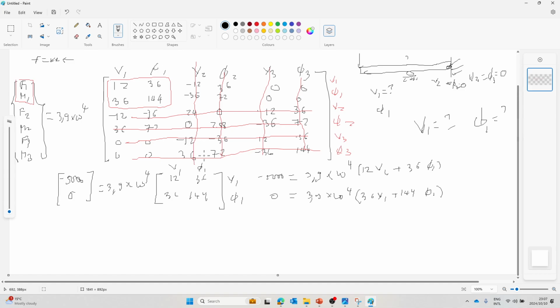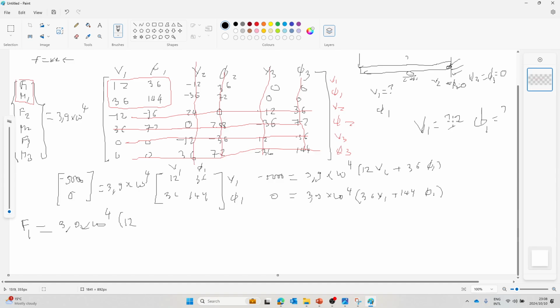Okay, Mr. Bubakar, we still use this one, but now remember we have all the displacements. Let's say I want to solve F1. How do I solve F1? I still have my 3,9 times 10 to the power 4. Now here is what's happening. You are doing the vector multiplication. So you are going to have 12 times V1. Let's say we find V1 is 2.